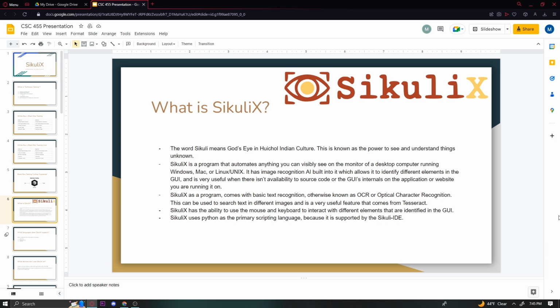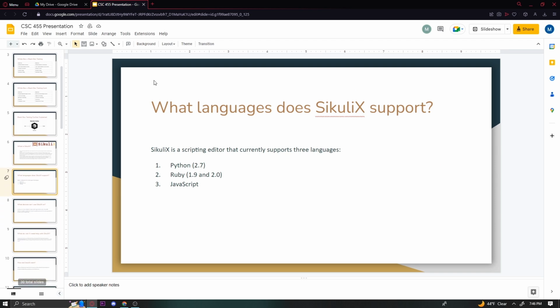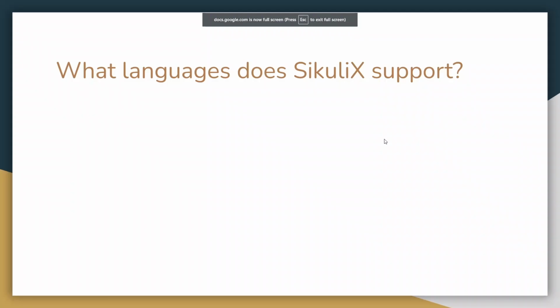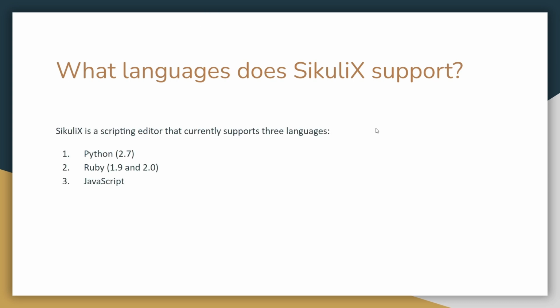SakuliX uses Python as the primary scripting language because it's supported by the Sakuli IDE. And so this is an important one. It can use other ones too, but Python is the primary one. So if we go to the next slide, what languages does Sakuli support? It supports 3 languages. It supports Python 2.7, Ruby 1.9, Ruby 2.0, and JavaScript. And it can also do text-based files, by the way.